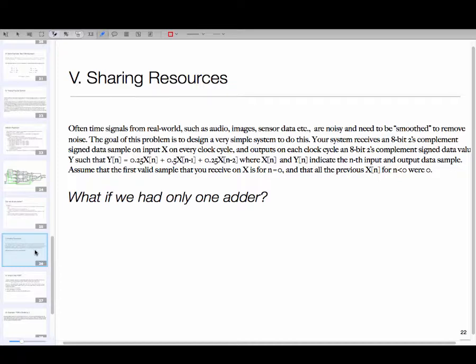This tension occurs a lot of times, which is that I may want to do more operations than the hardware available. Let's look at this: I want to compute y = 0.25x[n] + 0.5x[n-1] + 0.25x[n-2]. Here n refers to the sample index, not the clock cycle. So the nth y on the output is 1/4 of the nth x plus 1/2 of the previous x plus 1/4 of the x before that.